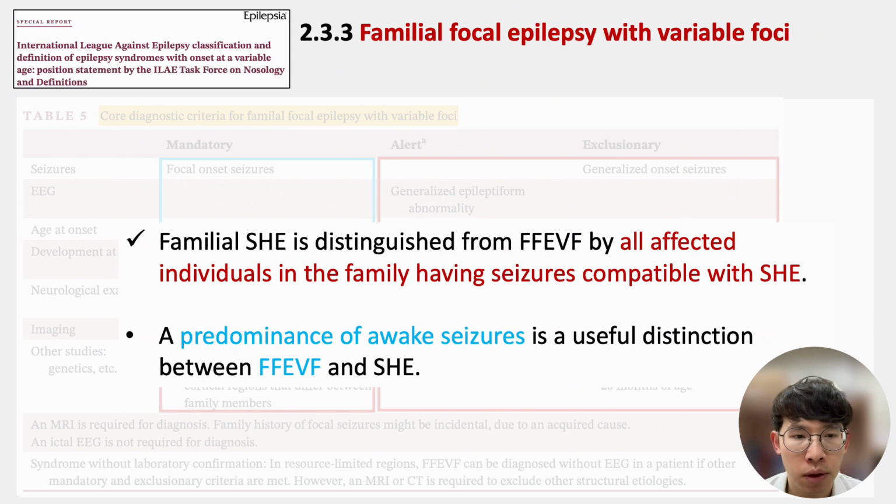However, there are some differences between SHE and FFEVF. In SHE families, all the affected family members have sleep-related hyperkinetic epilepsies, whereas in FFEVF, the family members have focal seizures originating from different regions. And furthermore, a predominance of awake seizures could be seen in family members of FFEVF, but this was not seen in our patient or his son.